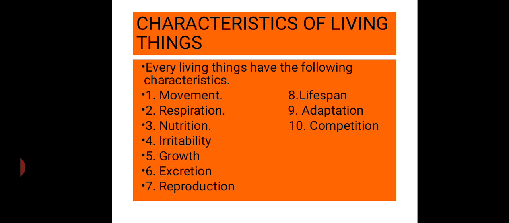Characteristics of living things. Every living thing has the following characteristics: 1. Movement, respiration, nutrition, irritability, growth, excretion, reproduction, lifespan, adaptation, and competition. With the acronym MRS NERLAC. Some might say MRS NERD, so lifespan, adaptation, and competition have taken the place of death. After the explanation, you will get it better.